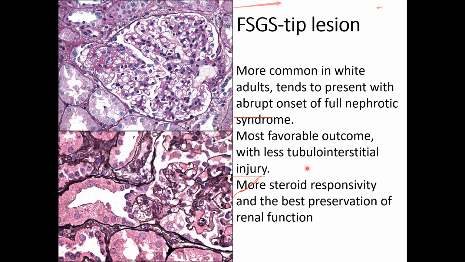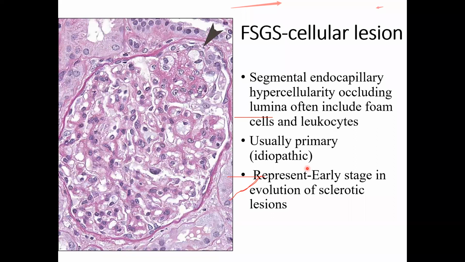So coming to the third morphology, the cellular lesion. To say cellular variant, we have to exclude collapsing variant and tip variant. That is the primary thing. In case of cellular lesion, the name is spelled cellular. Here we can see there is segmental endocapillary hypercellularity completely occluding the lumen. These cells may include foam cells. Here we can see intraglomerular foam cells completely occluding the glomerular lumen.